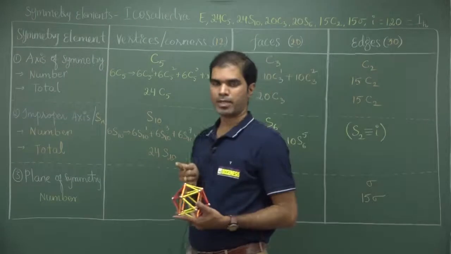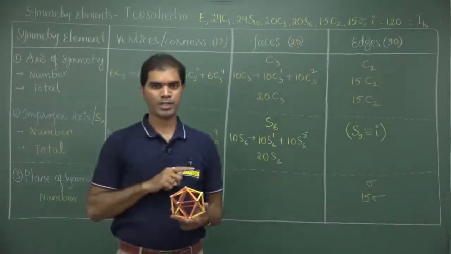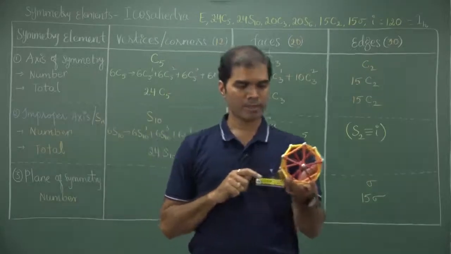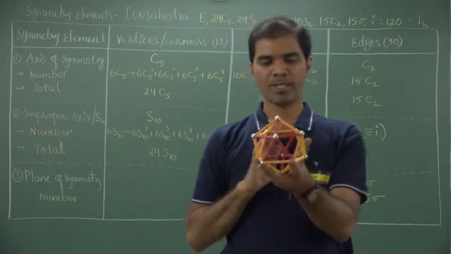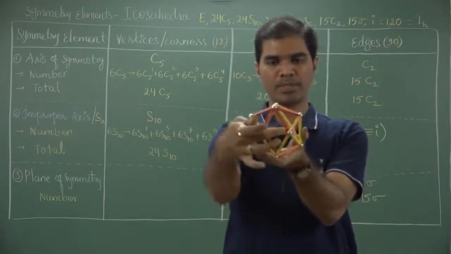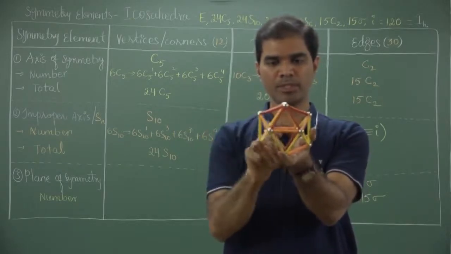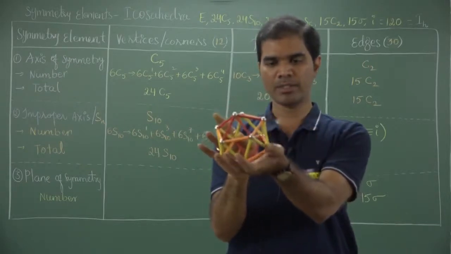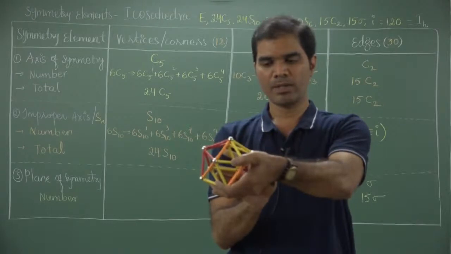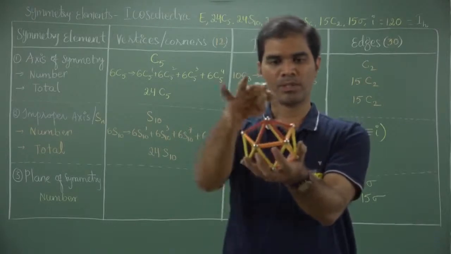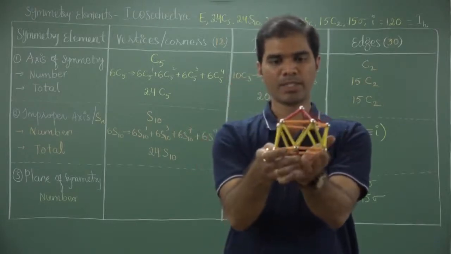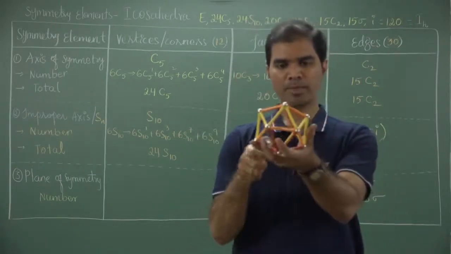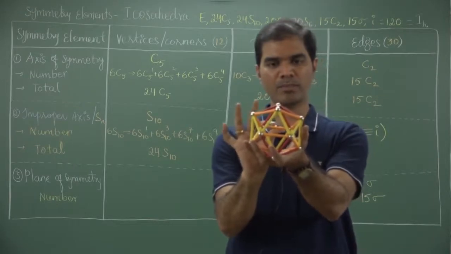Vertices are completed where we have generated C5 and S10. Faces are completed where we have generated C3 and S6. Finally come to the edges. There are 30 edges falling in 15 pairs. Suppose I choose this edge, exactly opposite is another edge which is parallel to it. You choose any edge, yellow to yellow, orange to orange, or if I choose this red, exactly opposite is another red. There are 30 edges falling in 15 pairs, and from each pair of opposite edges, C2 is possible.